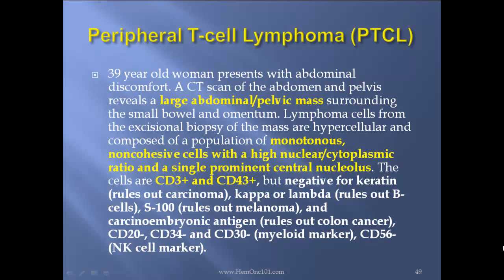The cells are CD3 positive and CD43 positive, but negative for keratin, which rules out carcinoma; kappa lambda rules out B cells; S100 rules out melanoma; CEA rules out colon cancer; negative CD20 rules out B cell; negative CD34 and CD30 rules out myeloid marker; negative CD56 rules out NK cells.